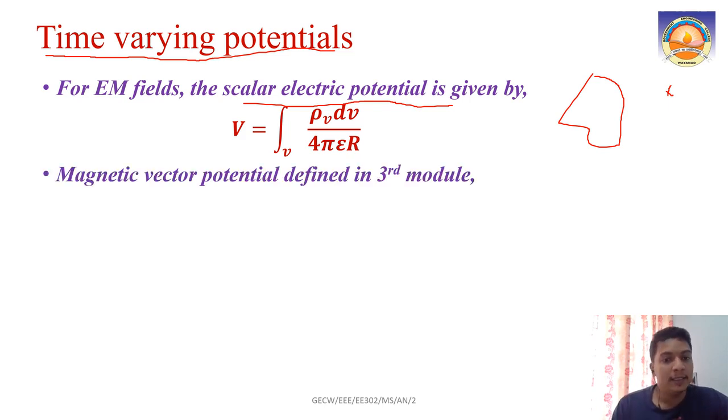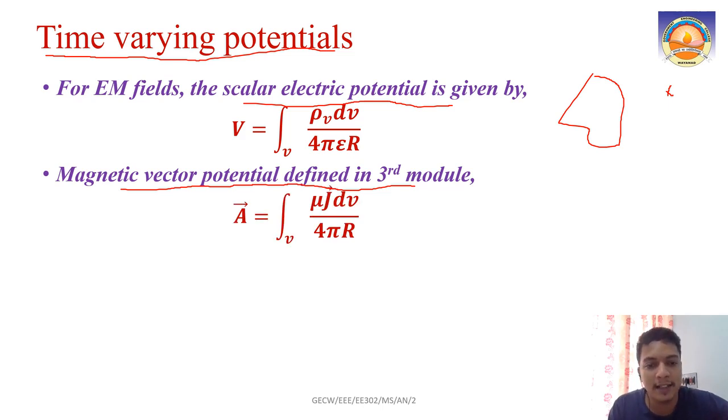This is known. Similarly, in the third module we defined the magnetic vector potential. I think it was one of the last lectures in the third module. We defined it as what? The vector A is mu J dv divided by 4 pi r. I hope you remember. You can go back and see if you want. Vector A is the magnetic vector potential. We also discussed why it is needed to define such a quantity, so that we can write it as mu J dv by 4 pi r.